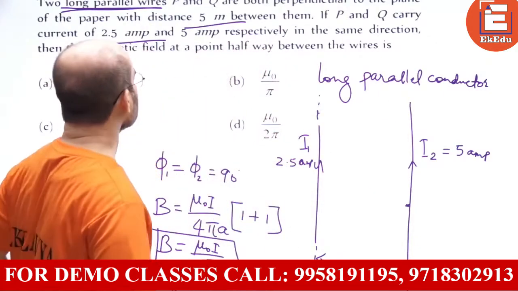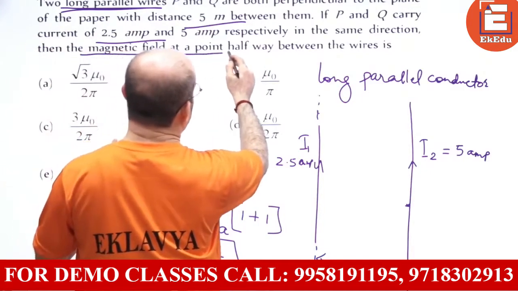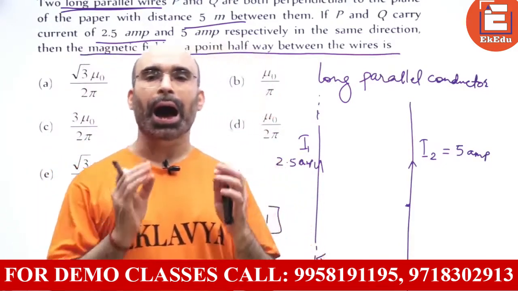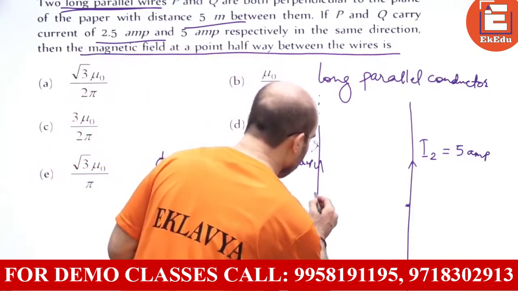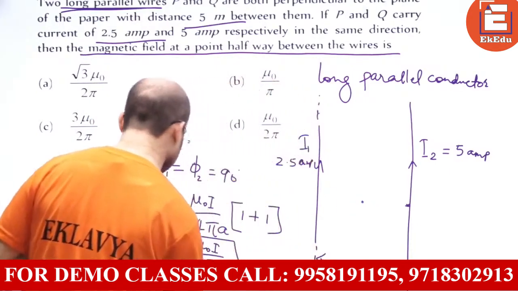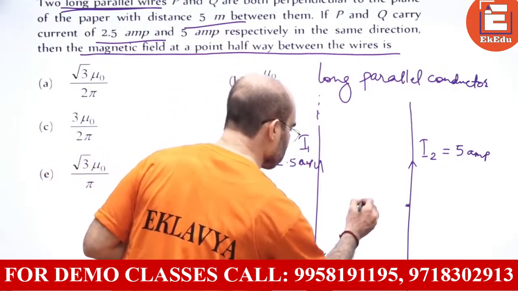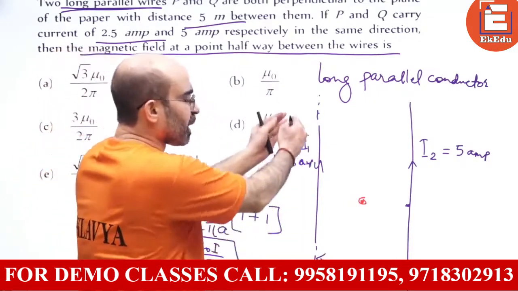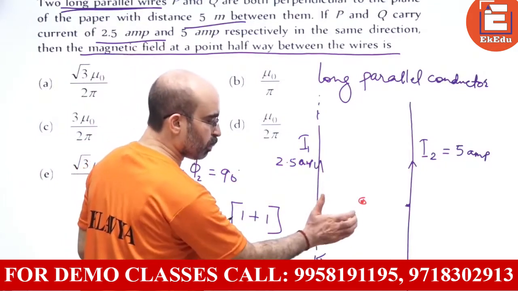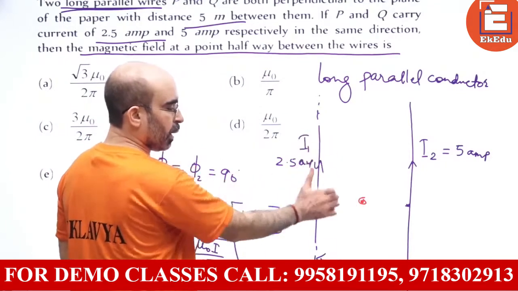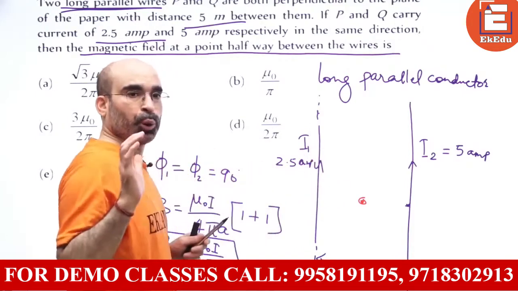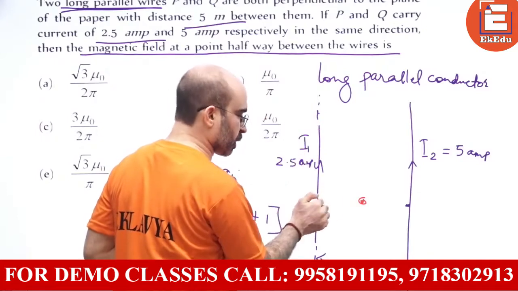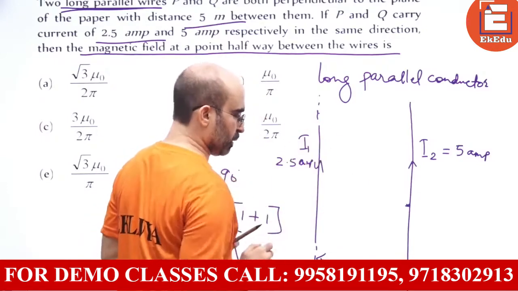Okay, what they are asking is the magnetic field at a point halfway between the wires. That means you will have to find out the magnetic field at this point. So due to this first conductor, the magnetic field will be into the page. If current is flowing in this direction, with the right hand thumb rule we will find the magnetic field due to this conductor, into the page, right?